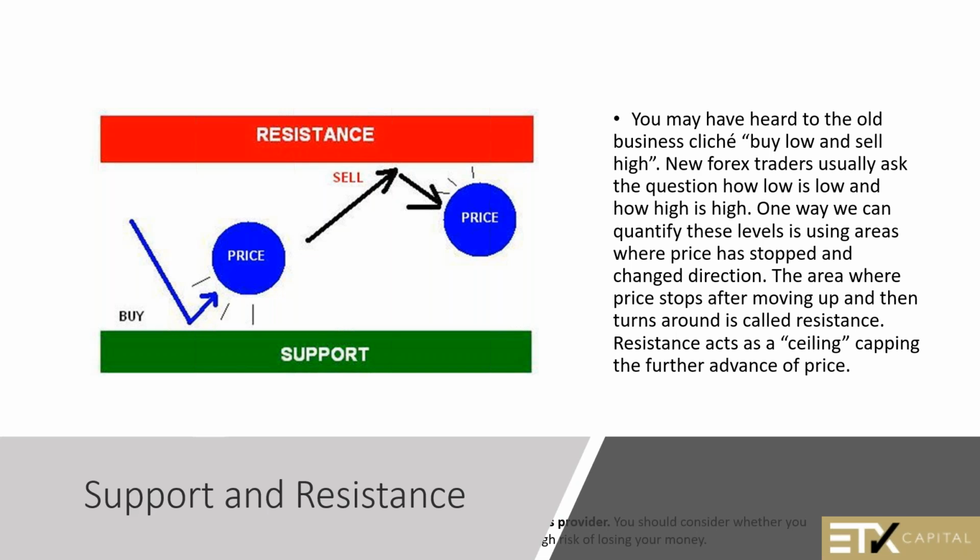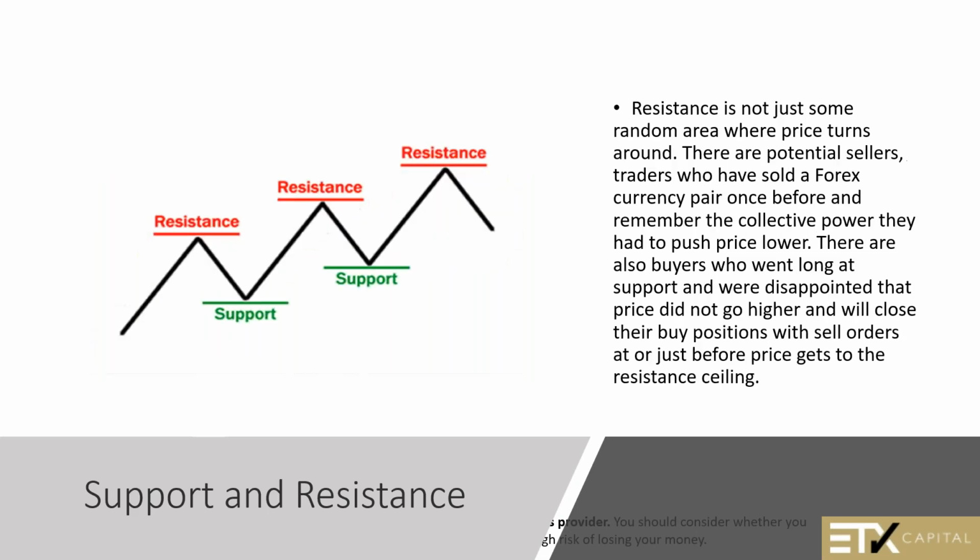When that elevator reverses and is coming down, that same ceiling is now your floor, and that floor is your support, because you have to break through that floor to get to the next lower level. So resistance acts as a ceiling capping future price movements, and support acts as a floor supporting future price rises.